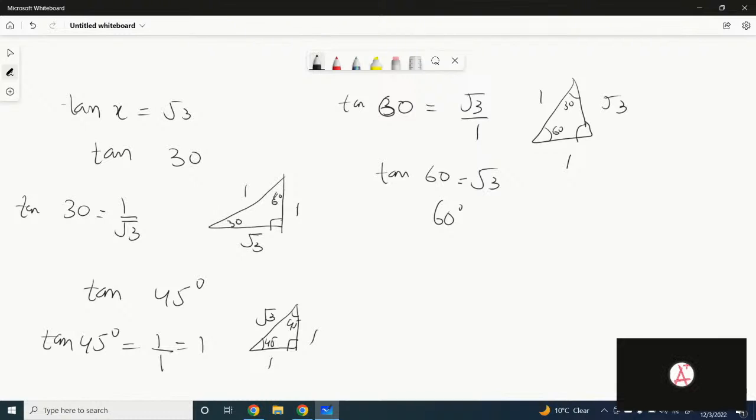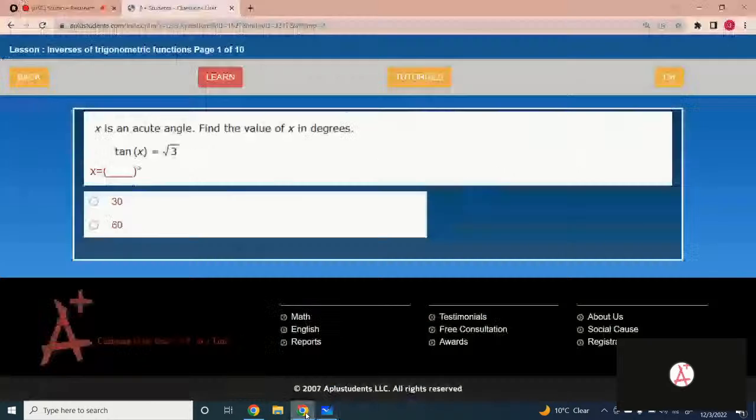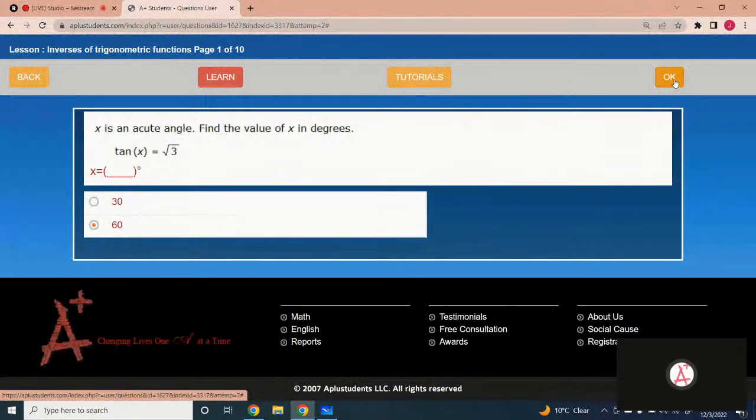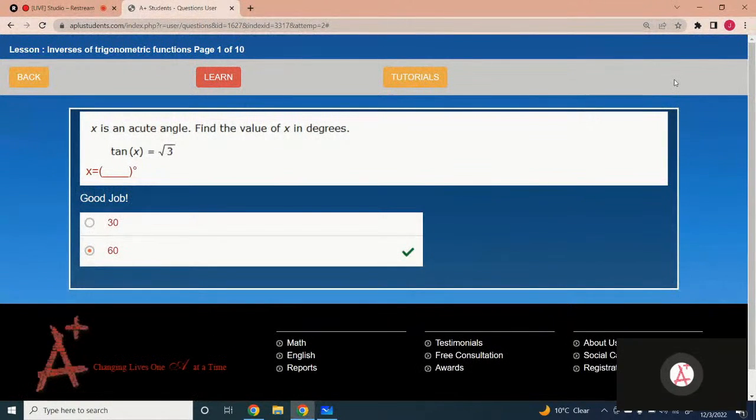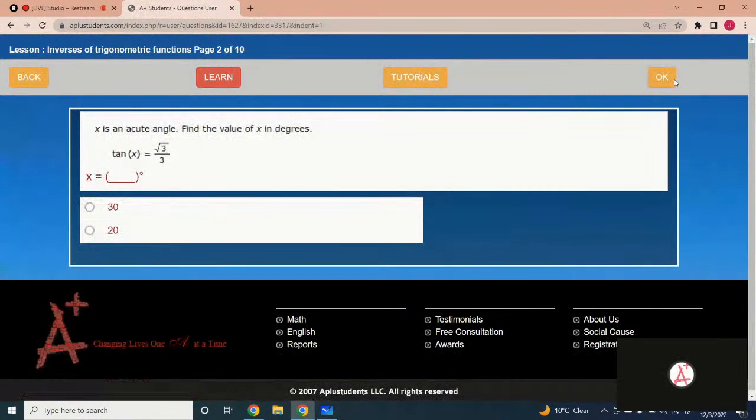So just select the correct option, then click on the OK button. 60 degrees is the correct option. Just select the correct option and click on the OK button. Let's just move on to the next one.